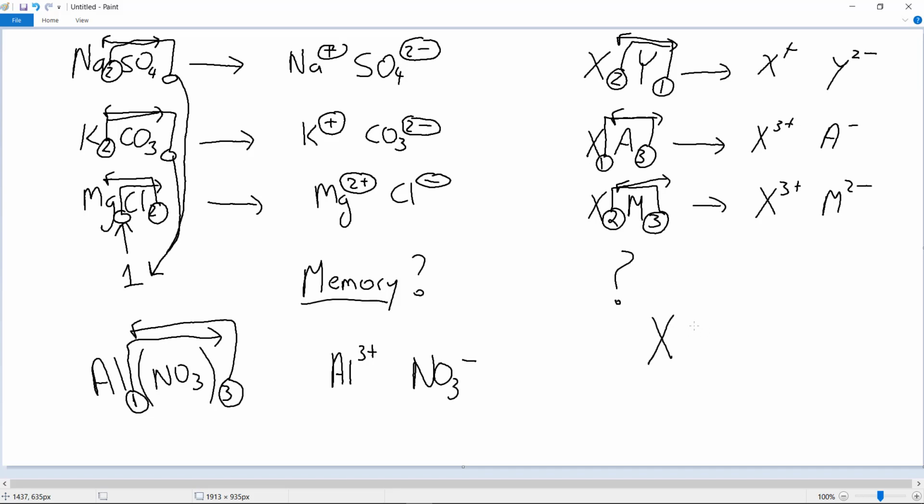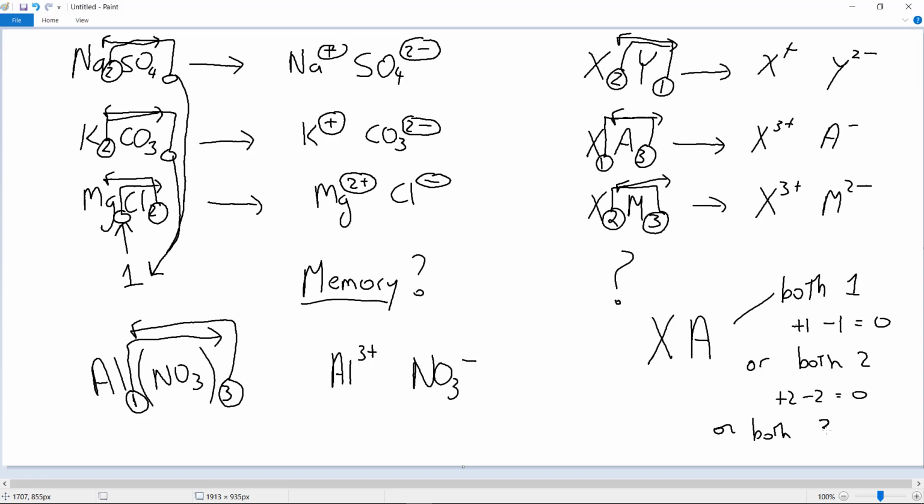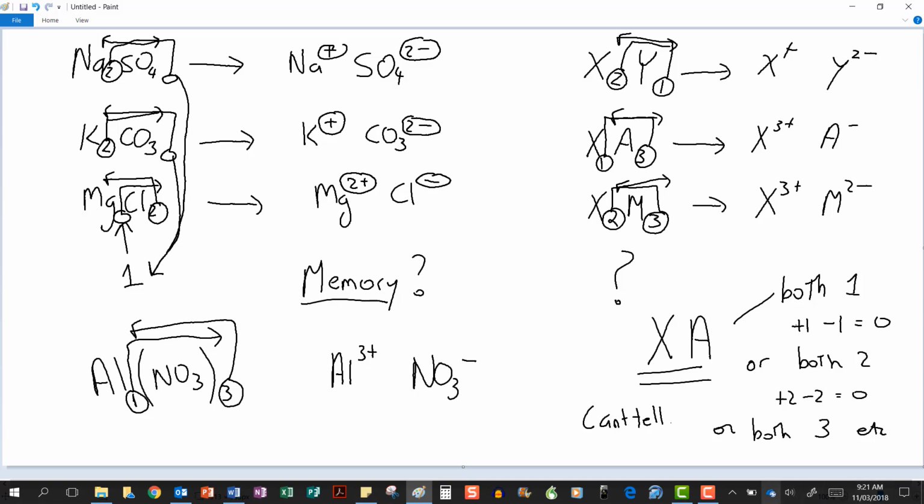Now, if we have something like XA, we're not really sure of the charges, right? But they could both be 1. We could have +1 and -1 because that would give us a neutral or zero charged compound. Or they could be both 2, +2 and -2, which would give us a neutral compound. Or they could be both 3, etc. So we don't really know what they are, but we know that they're the same, equal but opposite charges. So you can't tell, but they need to neutralize each other out for the compound.